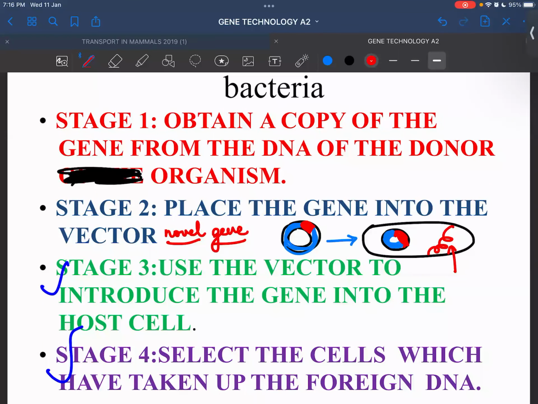Now we are adding this plasmid into a bacterium so that it can grow and the cell will start producing. What comes next?